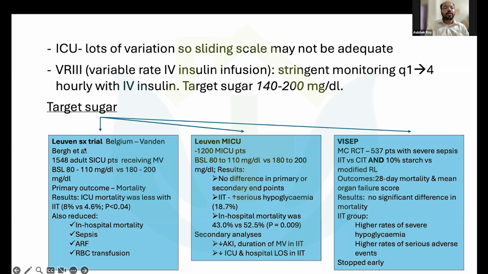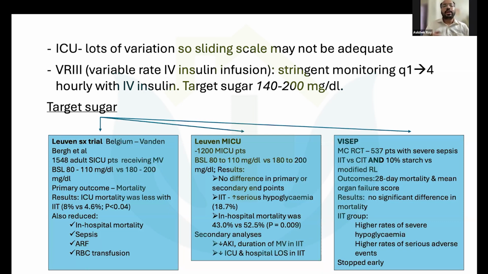The initial trials were in the early 2000s, where there was the Leuven surgical trial. Leuven is a place in Belgium where Van den Berghe et al. did a trial on about 1600 patients who were requiring mechanical ventilation, and they divided patients into two groups: one having tighter sugar control, that is 80 to 110, and one having liberal sugar control, 180 to 200. And what they showed is that the mortality and the risk of infection were significantly higher in the liberal group, meaning patients in whom the sugar levels were kept higher had bad outcomes. So this raised eyebrows for many intensivists, and then came the date.